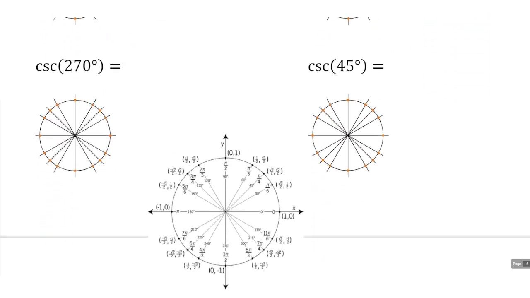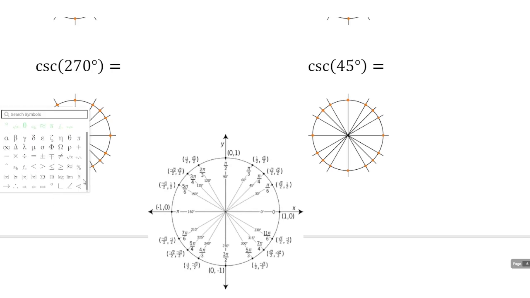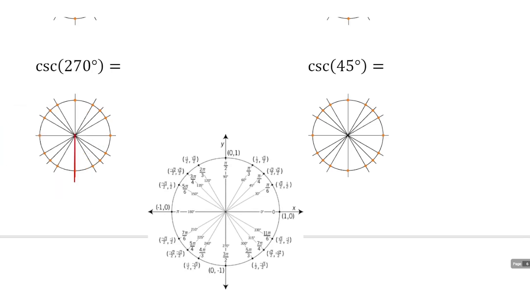The cosecant of 270 degrees. 270 degrees is right here. The y-coordinate is negative 1. And so the reciprocal of negative 1, just 1 over negative 1, is negative 1.